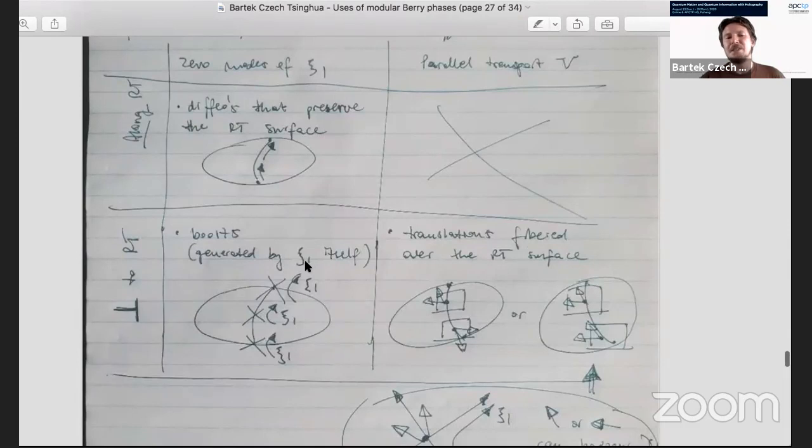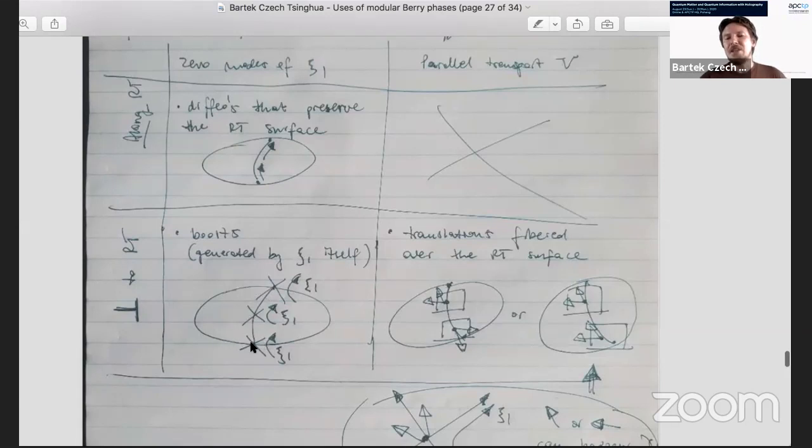So boosts are, of course, generated by the modular Hamiltonian itself. They are generated by H mod. And these are the zero modes that we'll want to exclude. On the other hand, there are also two more things we can do in a 1+1 dimensional orthogonal plane. Namely, we can do translations. And these translations are going to be fibered over the RT surface, because nothing tells me that I have to translate by the same amount this point and that point and that point.